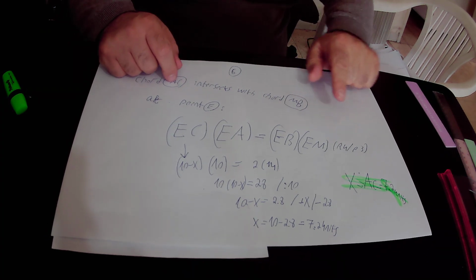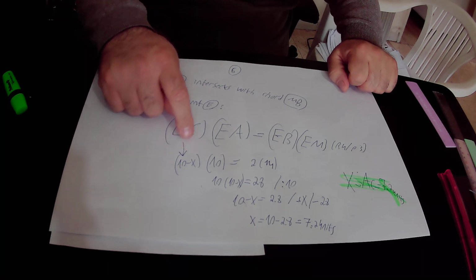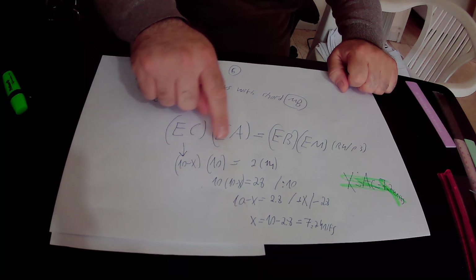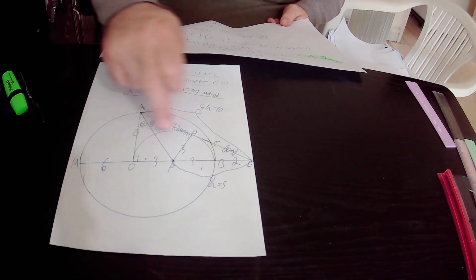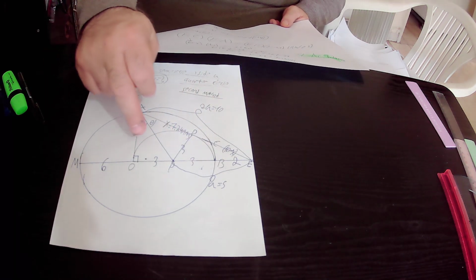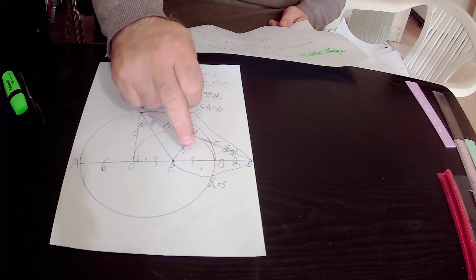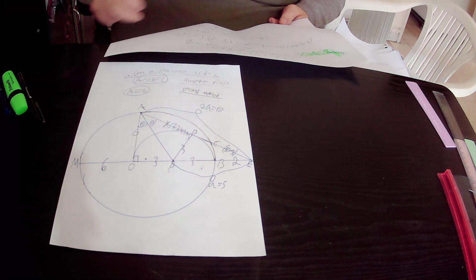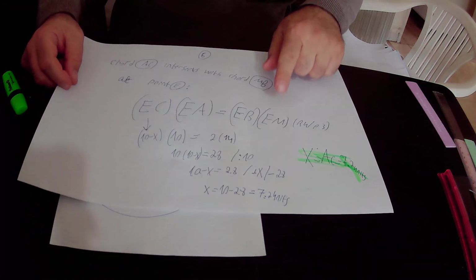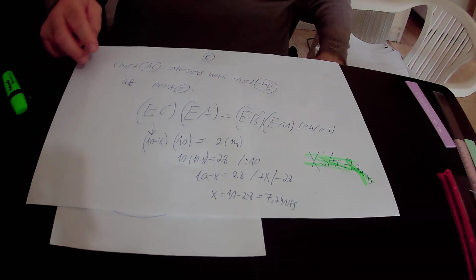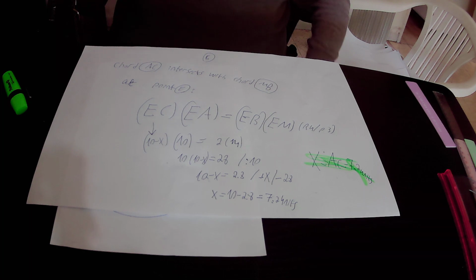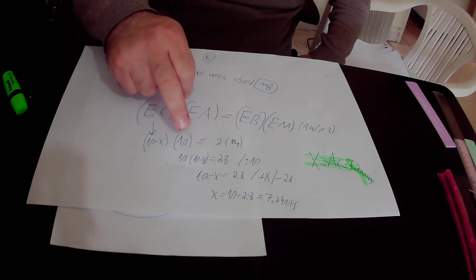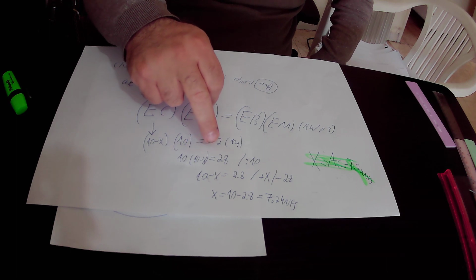According to rule number 3, EC equals 10 minus X, EA equals 10, EB equals 2, and EM, the long line segment EM, equals 6 plus 6, that is 12, and 12 plus 2 is 14. So in conclusion, EM equals 14. So in conclusion, 10 minus X times 10 equals 2 times 14. 2 times 14 is 28. So 10 times 10 minus X equals 28.